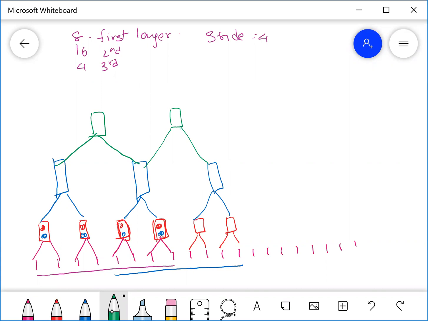What is the kernel width for this guy? 2, correct? What is the kernel width for this guy? Also 2. And what is the kernel width for this guy? 2. Correct? And then how many output channels do you have here? 2. How many output channels do you have here? 8. And how many do you have here? 4. No, this is 4. Beautiful, right?